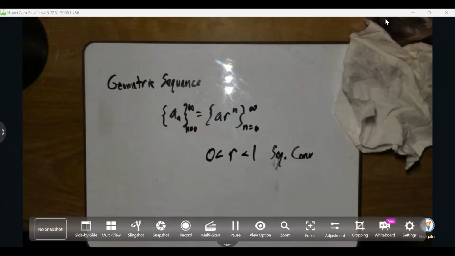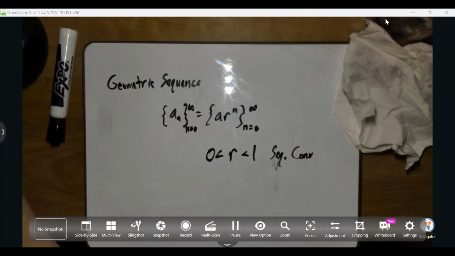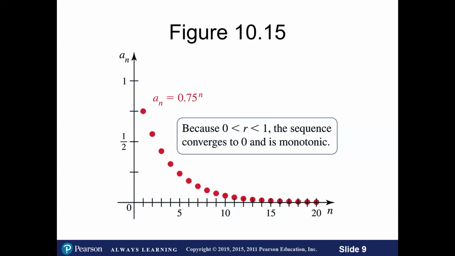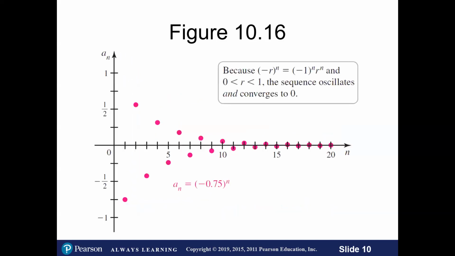Okay. So that's something you may have seen once upon a time before. In our case here, our geometric sequence has the constant equal to 1, r is 0.75, and since that is less than 1 but greater than 0, the sequence converges to 0 and is monotonic.